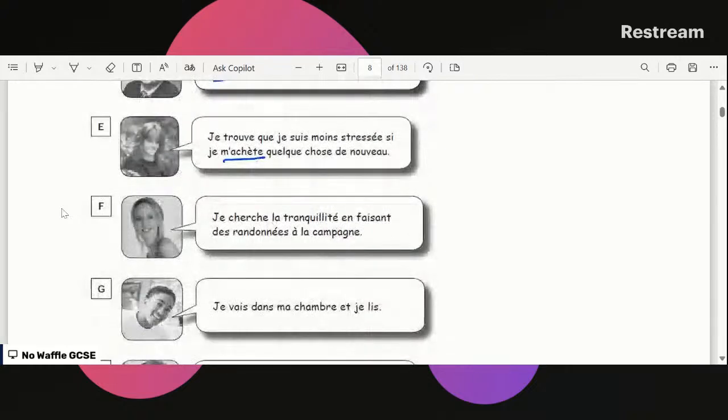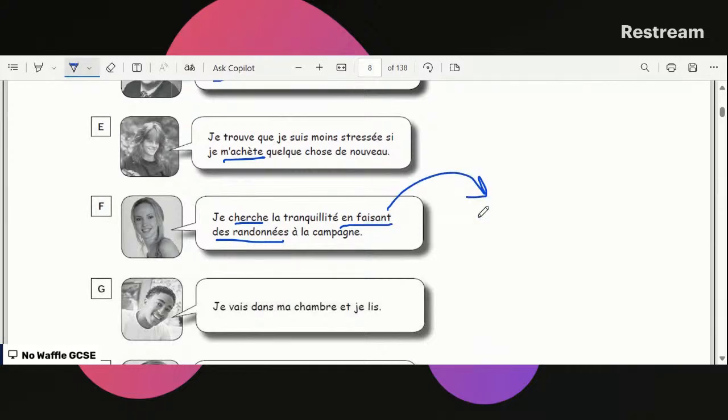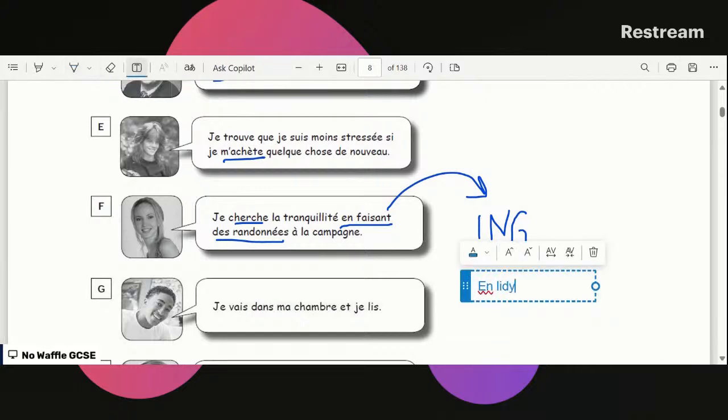Je cherche la tranquillité en faisant des randonnées à la campagne. So here's a really important grammar term here. So je cherche la tranquillité. I search for the tranquility or the calmness en faisant des randonnées. So this is the equivalent of using ing verbs in English. So doing or eating or watching TV. So in this case, en faisant. So when you've got the en and the faisant, that means doing. If you had something like en lisant, that means reading. Or en disant, that means saying.